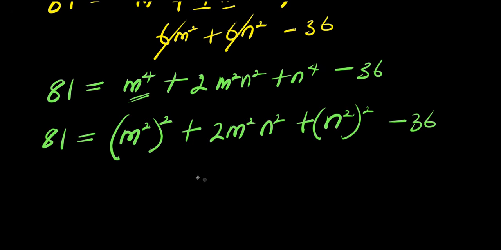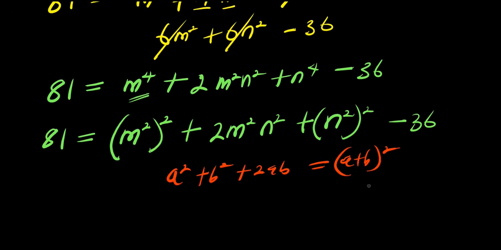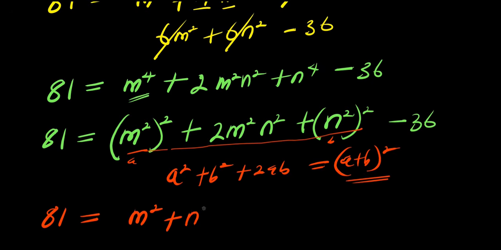Now, if you consider this identity, if you have a^2 plus b^2 plus 2ab, this equals (a plus b)^2. That means this is our a, this is our b. So if you apply the identity right here, that means you have 81 equals (m^2 plus n^2)^2 minus 36, we are converting into this form.